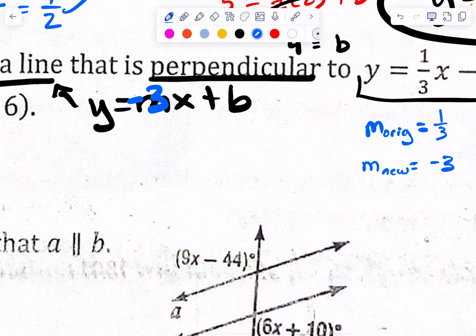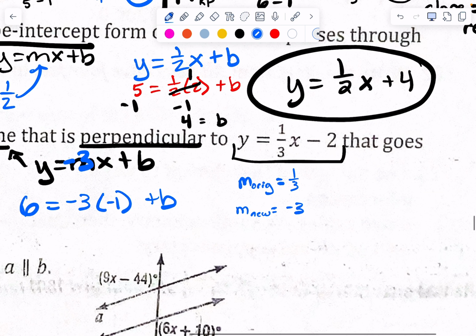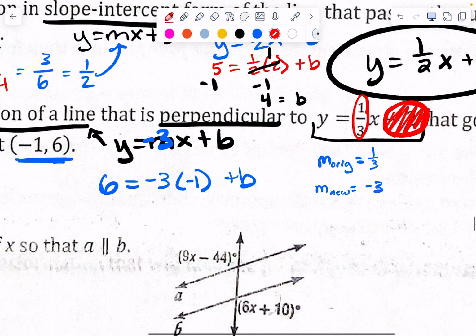My m is negative 3. I'm going to plug in this point to solve for b, right? So 6 equals negative 3 times negative 1. I plug in for x and y, plus b. What do I do with this negative 2? When does he come into play? He doesn't. You throw him in a hole. The only thing that you use from the original is the slope. We don't ever use the 2.